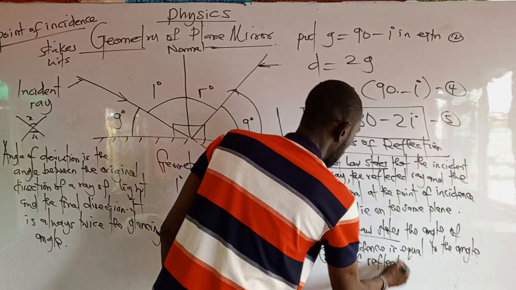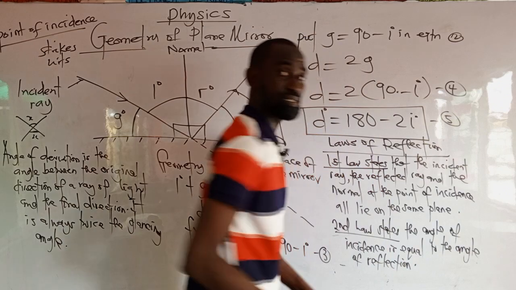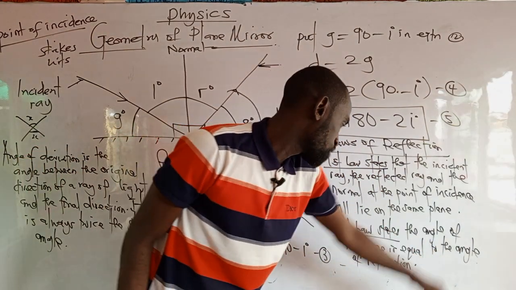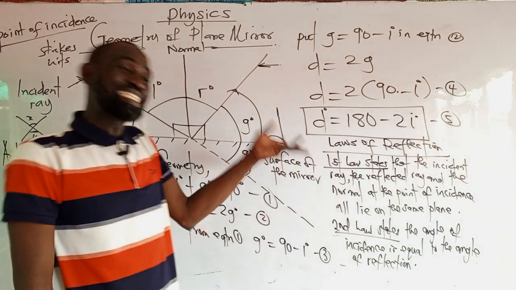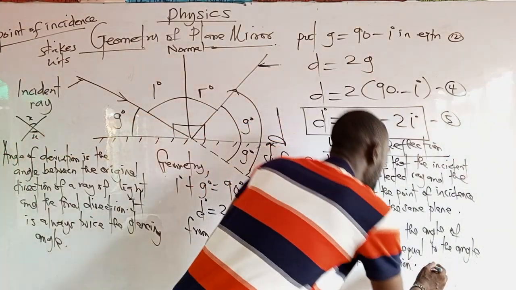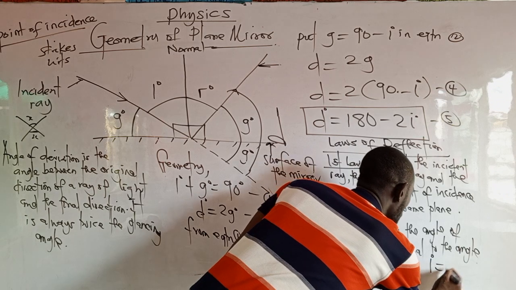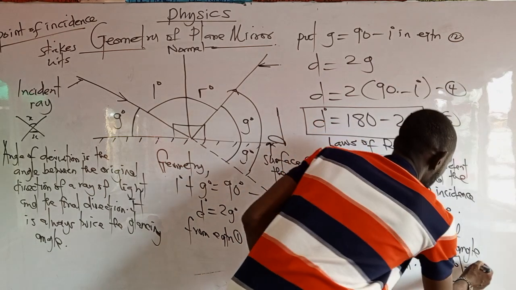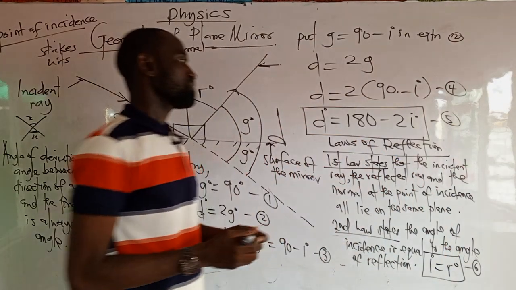Please let us confirm. Is it okay like this? So angle of incidence is equal to the angle of what? Reflection. So let us get a formula for this. It means our I degrees is equal to R degrees. I call this equation 6.